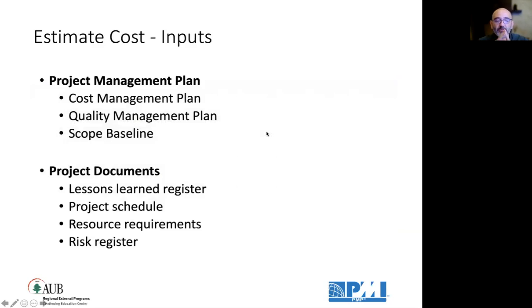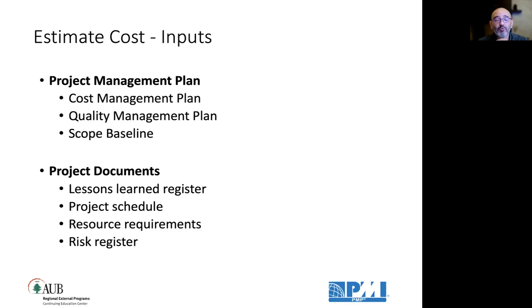To estimate cost, I need the cost management plan to follow, the techniques to follow in it, the templates to use, the software recommended to estimate the cost. I need the quality management plan because it has quality measures that are preventive, so I need to estimate costs for them. And I need the scope baseline, including the WBS and the WBS section. I can estimate from lessons learned using the lessons learned register. I need to follow the project schedule and the resource requirements.